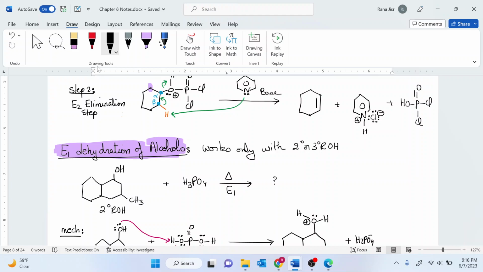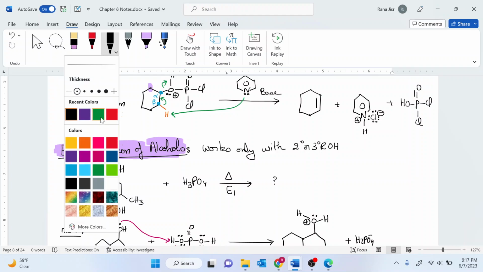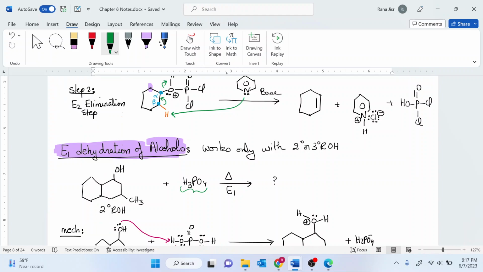And we know that whenever H3PO4 loses a hydrogen, because the first step needs to be protonation, then it's going to generate the H2PO4 minus. And we know that this guy is going to be a conjugate base and not a nucleophile. So this is why the reaction is going to proceed by elimination.